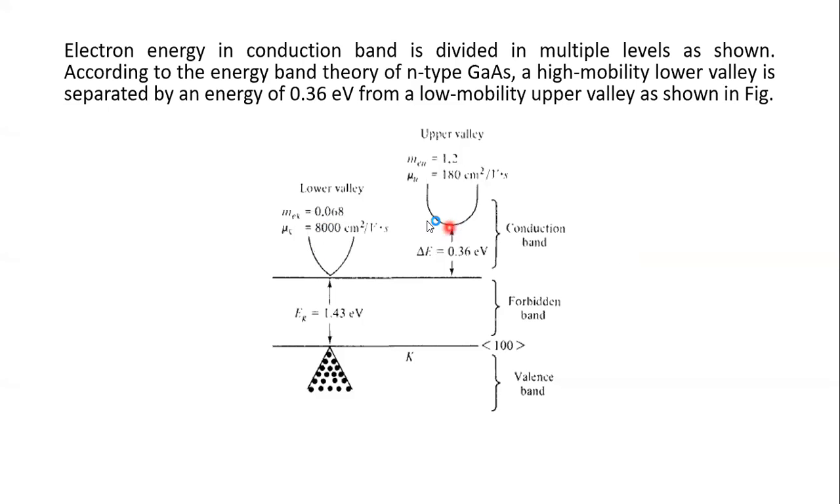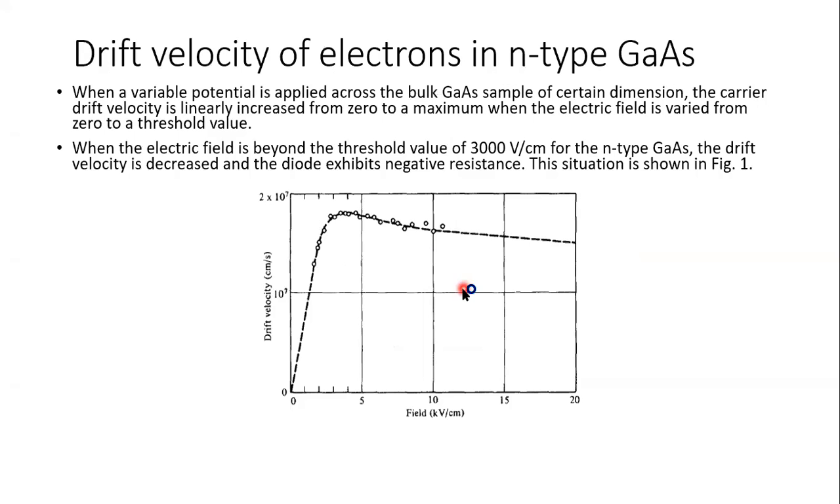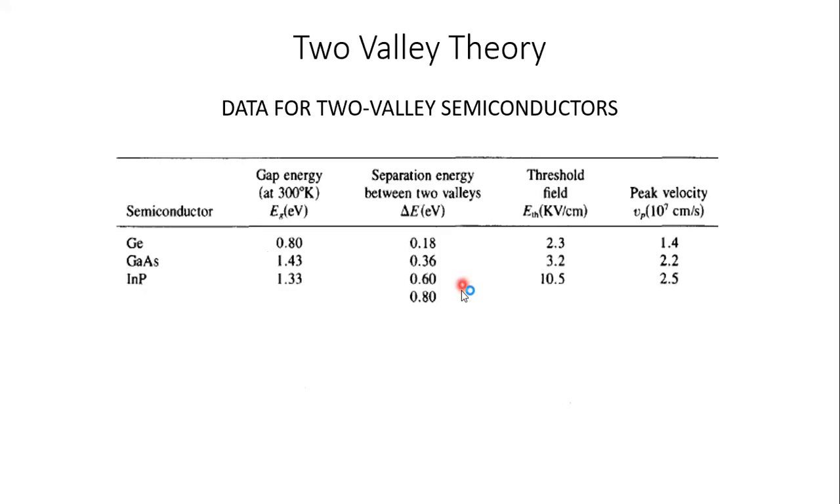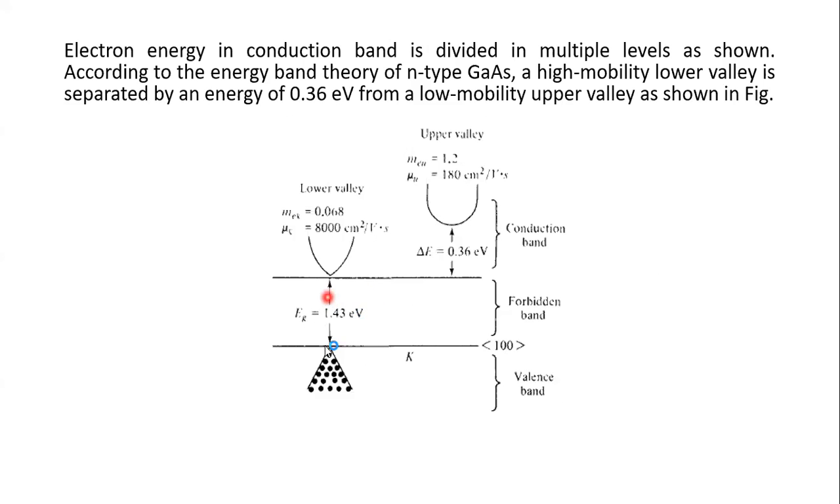Now, the two valley theory. We'll try to answer why this is happening. Okay. So here, this is the valence band, you can see. Then this is the conduction band.